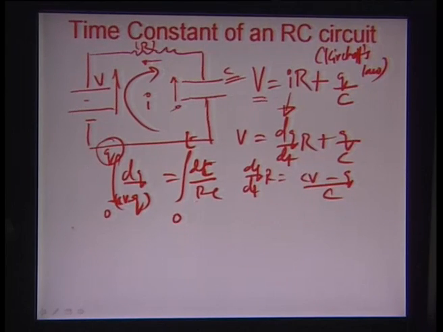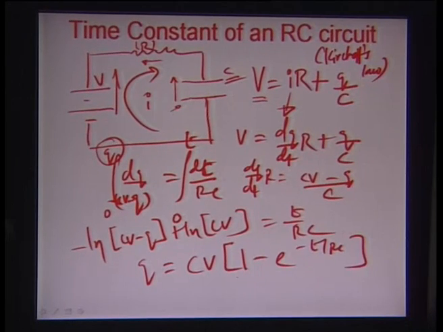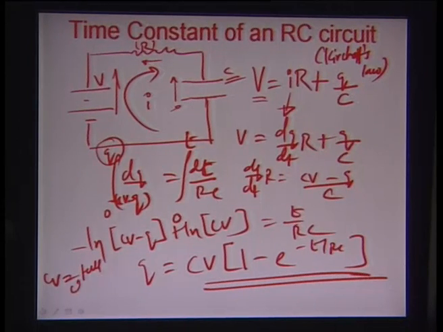So if we solve this equation, we are left with minus ln of CV minus q plus ln CV, which is essentially equal to T by RC. Or in other words, q, the charge, is CV times 1 minus e to the power of minus T by RC. All right, so CV is also the representative of the full charge on the capacitor.